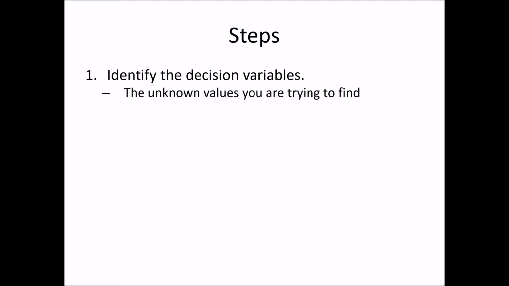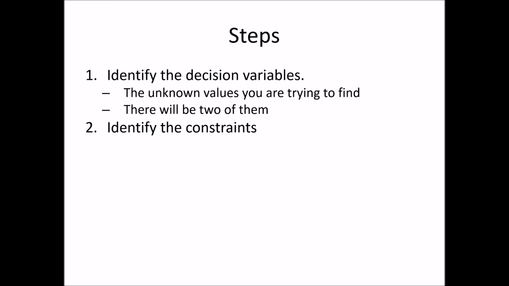So the steps, and again, we're not going to worry about objective functions today. First thing to do is identify the decision variables. These are the unknown values you're trying to find. So how do we figure out what the variable is? Is it the number of boys and the number of girls? Is it the price of cookies versus the price of sandwiches? What are the unknowns that we're looking for? We'll call one of them x and one of them y, as there are 2 of them.